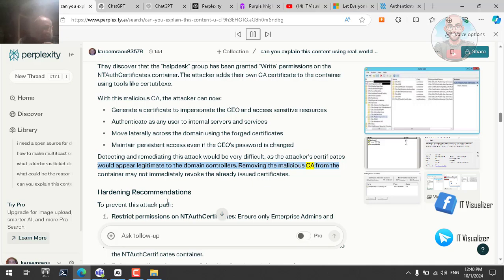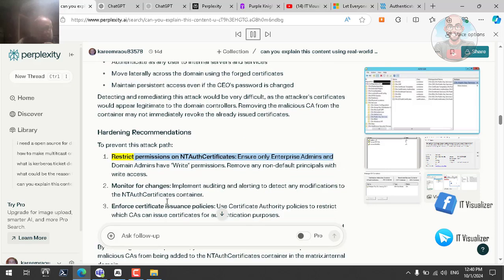Removing the malicious CA from the container may not immediately revoke the already issued certificates. Hardening recommendations. To prevent this attack path, restrict permissions on NTAuthCertificates. Ensure only Enterprise Admins and Domain Admins have write permissions. Remove any non-default principals with write access.